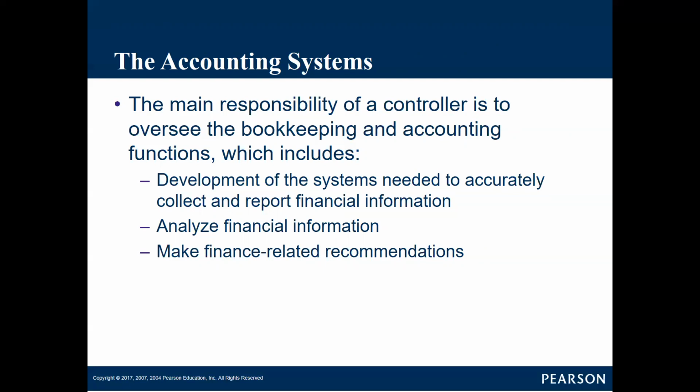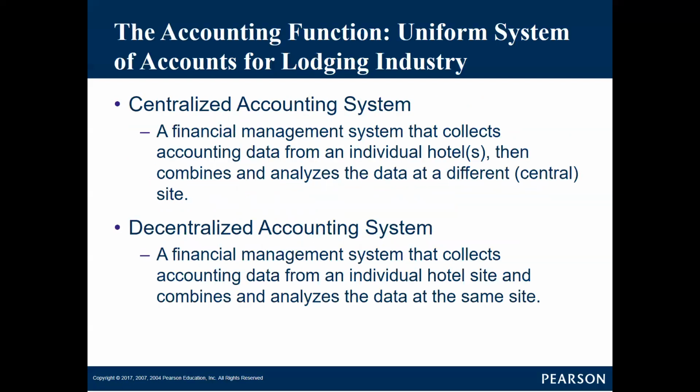Now, accounting systems can be classified as either centralized or decentralized. A centralized accounting system is a financial management system that collects accounting data from an individual hotel or hotels, then combines and analyzes the data at a different central site. Makes sense? It's prevalent in chain operated or multi-property hotel companies. The company, not the individual hotel, will likely employ a CPA for data analysis.